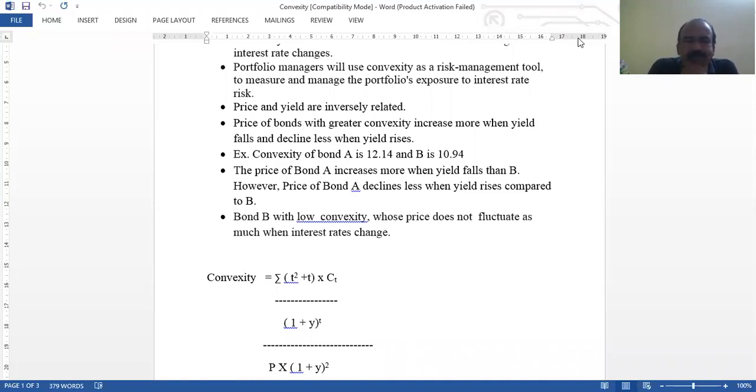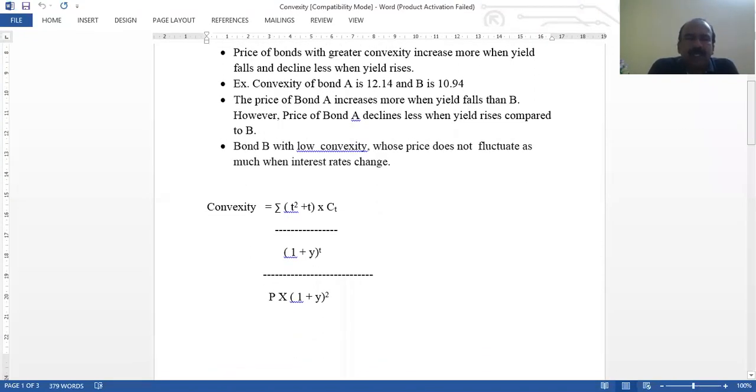Sigma t square plus t into C_t, divided by (1 plus y) to the power t, whole divided by P into (1 plus y) square. Sigma t square means the time period square, plus t into C, the coupon interest, divided by (1 plus y), where y is the yield, to the power t. So we are calculating the present value, whole divided by the price of the bond into (1 plus y) square. Okay, so look at that.